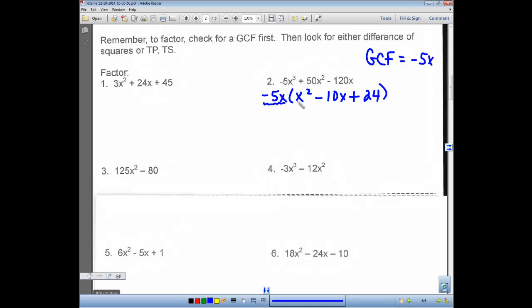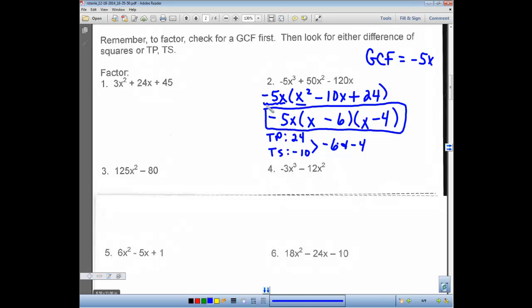So at this point, this is just an x squared in front. I already know that x times x is x squared, so I just need the numbers that multiply to give me 24, but combine to give me negative 10. So the target product is 24, the target sum is negative 10. That's going to be negative 6 and negative 4. So this is what I put in here, and this is my answer.